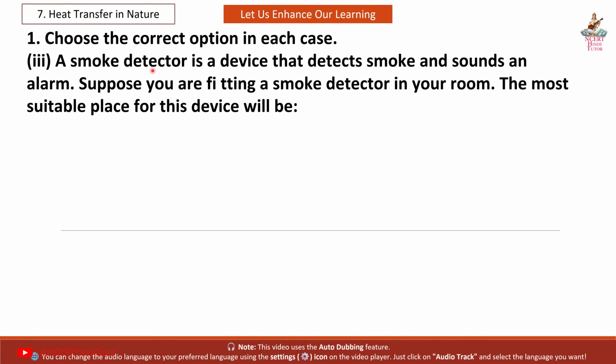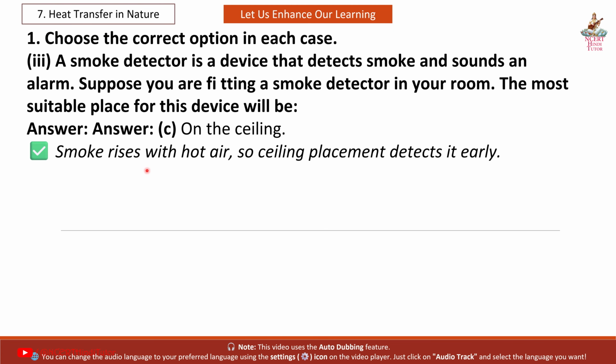Third, a smoke detector is a device that detects smoke and sounds an alarm. Suppose you are fitting a smoke detector in your room. The most suitable place for this device will be answer C, on the ceiling. Smoke rises with hot air, so ceiling placement detects it early.